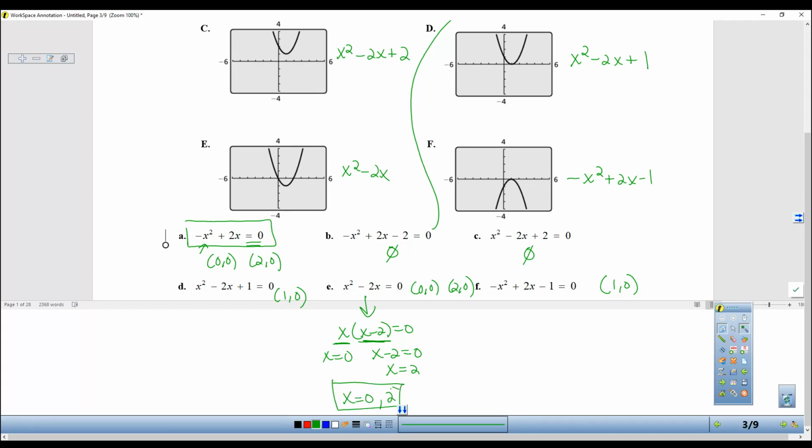But I want you to see that algebraically, when you're solving an equation, you're literally finding the x-intercepts. Solving and x-intercepts, they're connected. And that's going to be one of the main goals, not just for today, but for this course, is to see how graphs and algebra are related.